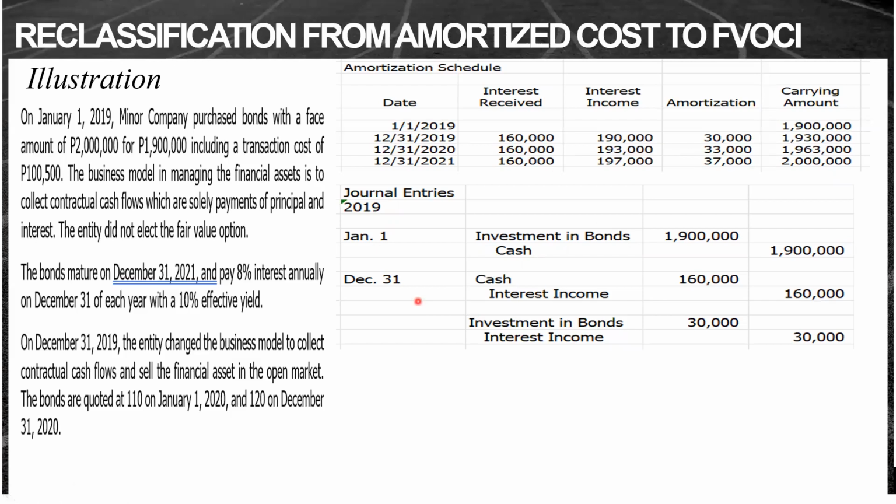So pagdating ng year end, which is also the interest payment date, which is December 31, ito yung ating natanggap. Debit tayo ng cash, credit tayo ng interest income for the interest that we received from the issuer. Then another entry for the amortization of our bond discount. So we debit investment in bonds for 30,000, credit interest income for 30,000.